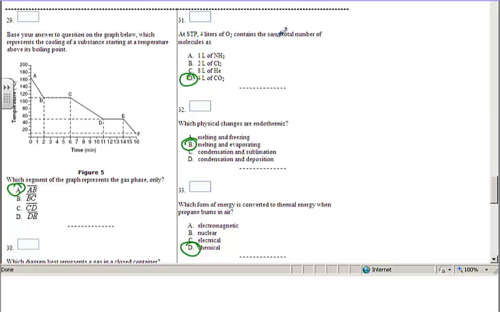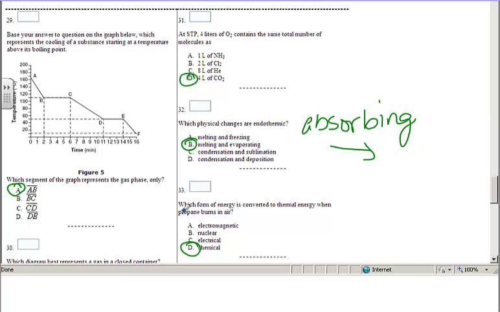At STP, 4 liters contains the same total number of molecules as anything else that has 4 liters, so that's what you're looking for. Which physical changes are endothermic? Absorbing heat. So remember, it's on the heating curve. Which way? You're going this way on the heating curve. So that's melting and evaporating.